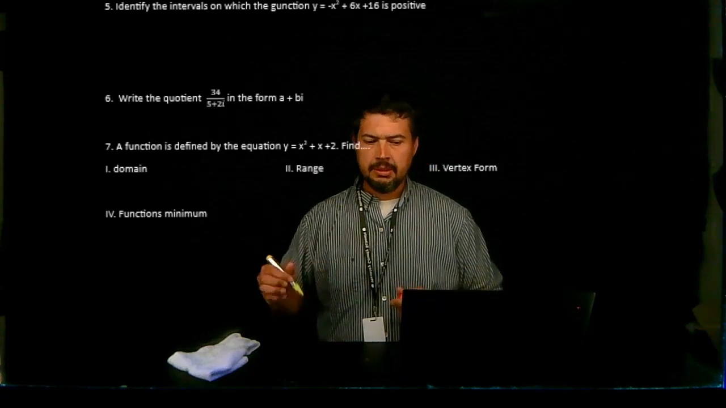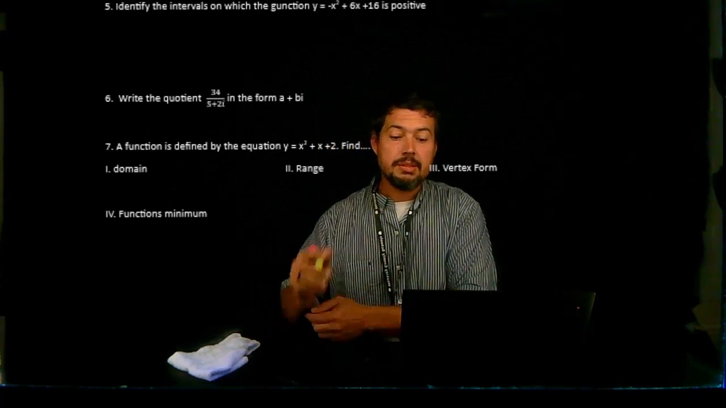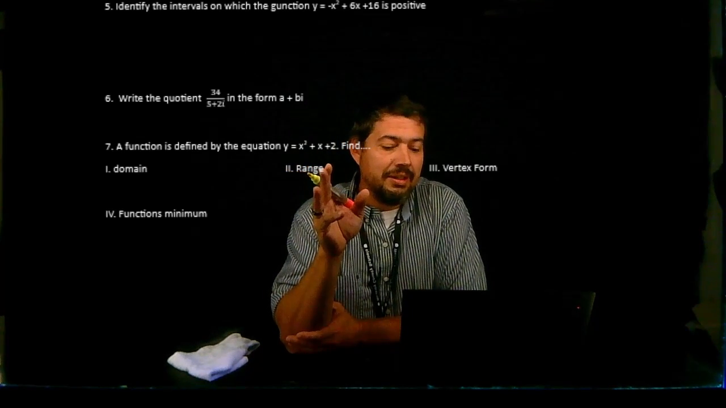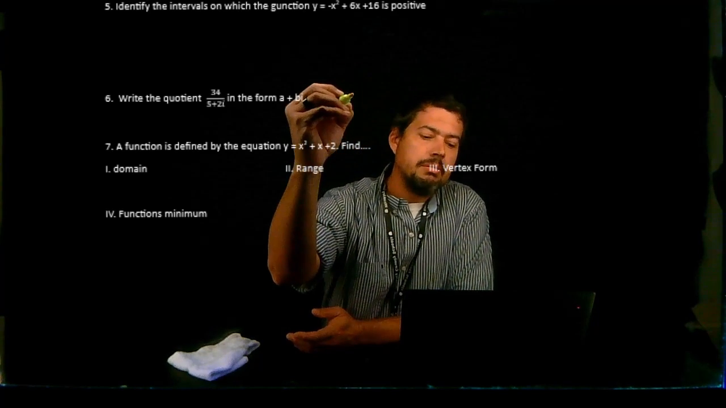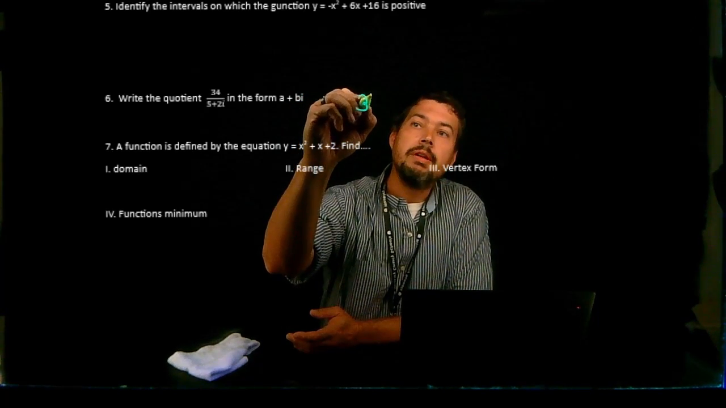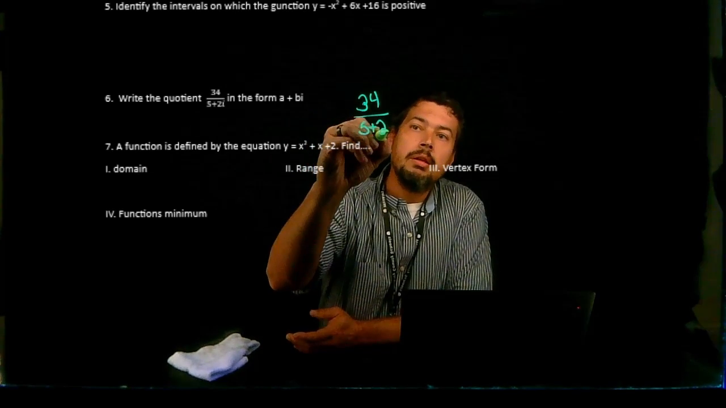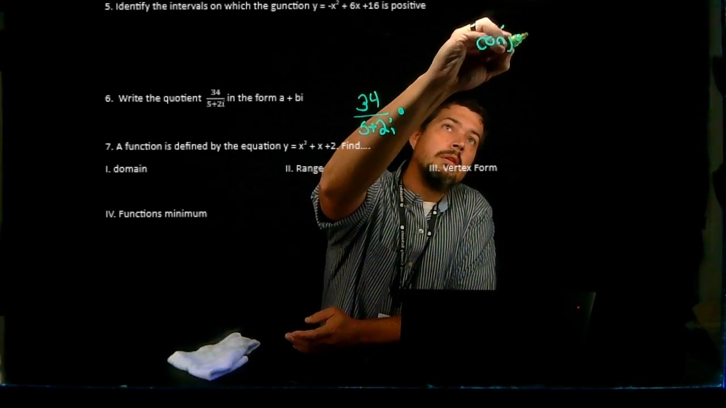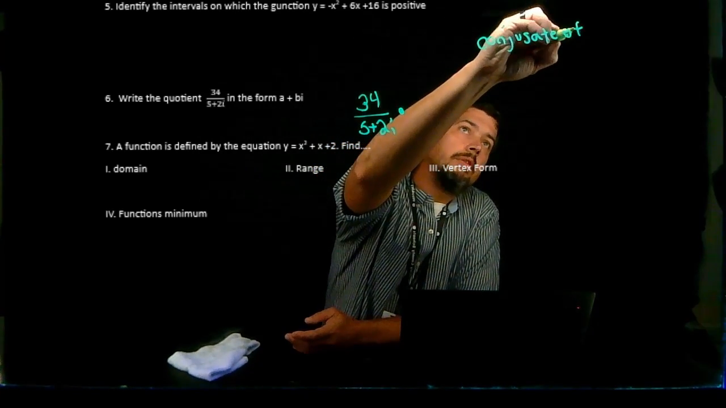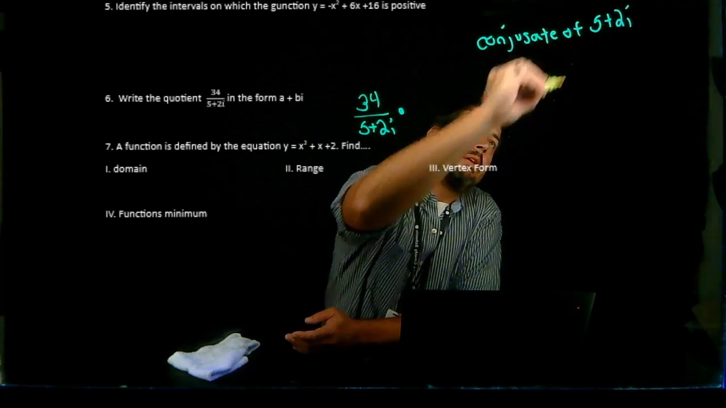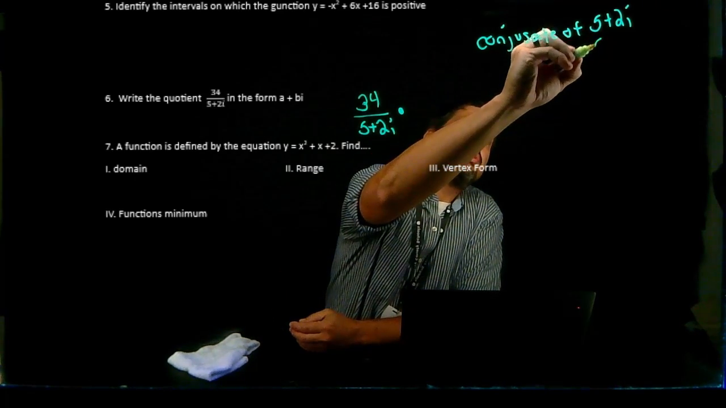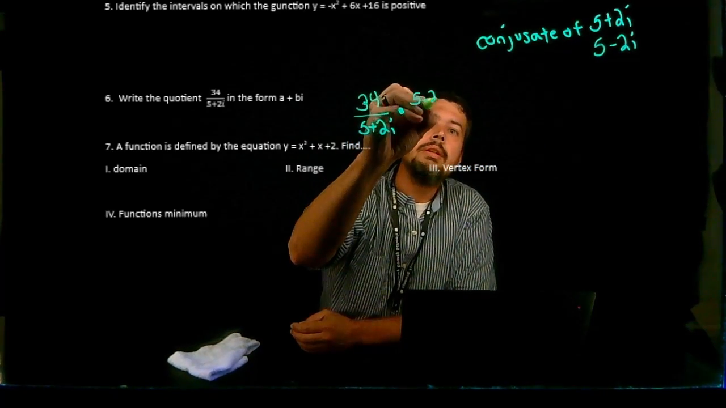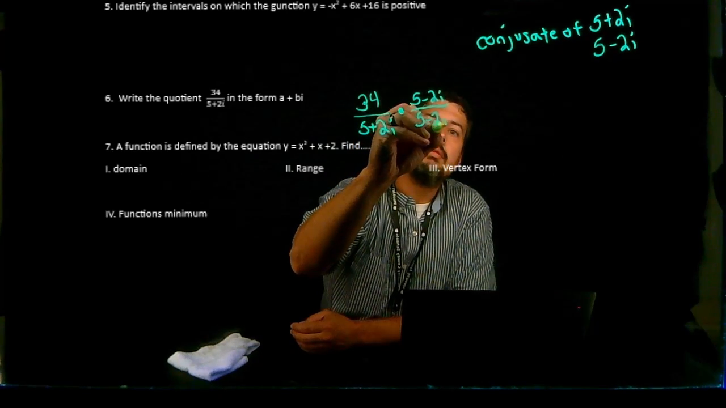All right, so before I was interrupted, I think I was getting to number 6. Write the quotient 34 divided by 5 plus 2i in the form a plus bi. So what we're going to do is take our 34 over 5 plus 2i, and multiply the numerator and denominator by the conjugate of 5 plus 2i. The conjugate of 5 plus 2i, we just change the sign on the imaginary piece, is 5 minus 2i. So both the numerator and denominator get multiplied through by the conjugate.